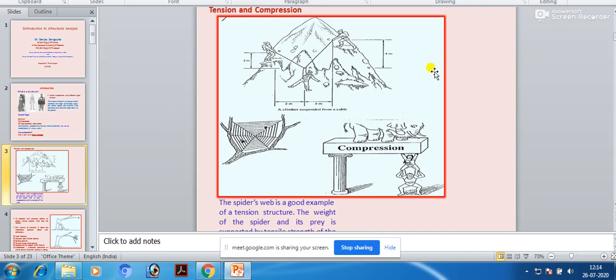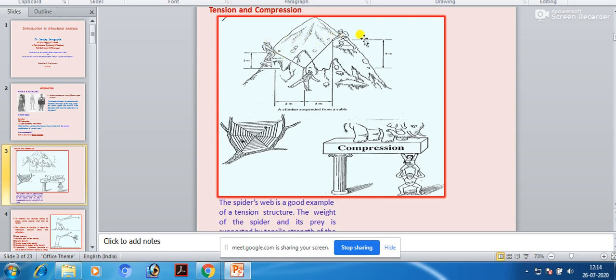Yes, sir. See, this is basically a typical example of tension and compression. It's not a civil engineering structure as such. Now, can you see that first diagram, this one? Rock climbers are climbing the rocks or the mountains, and two persons have climbed up, and the third person is being pulled up by the two persons.